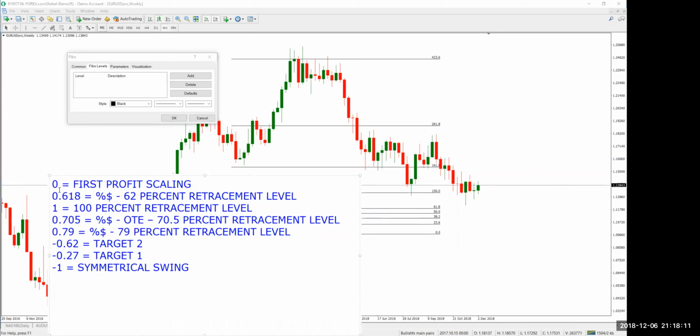Yes, which is our first profit scaling, meaning this will be the target of the trade. The moment we define our trade using the Fib levels, the first take profit should be your 0 level, which is the first profit scaling. And then we've got the 0.618, which is the 62% retracement level.